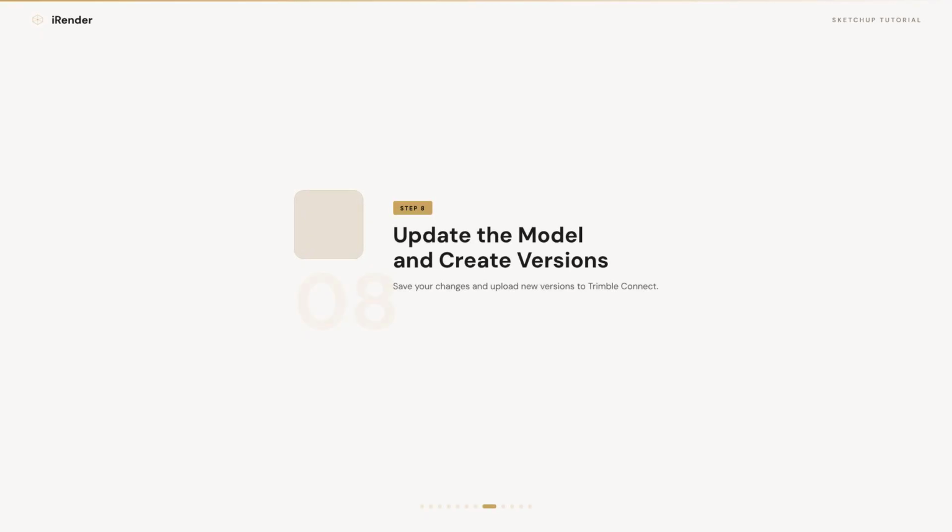Step 8. Update the model and create versions. After making changes to your model, save your work and upload a new version to Trimble Connect. Each upload creates a snapshot that you can refer back to later. A helpful habit: add a short note to your changelog describing what you changed, something like updated kitchen layout or revised roof pitch. It gives your future self and your team useful context.